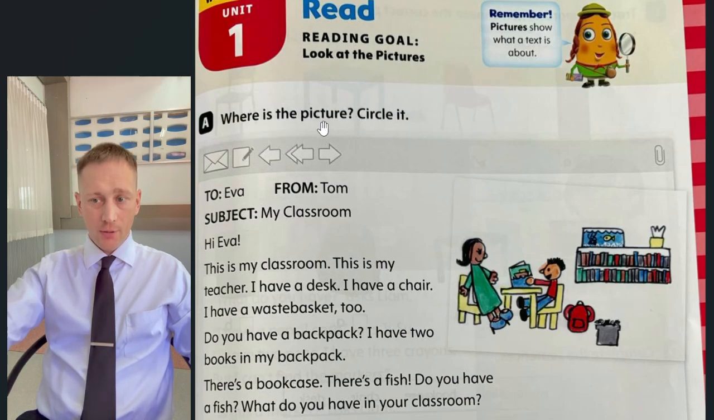Where is the picture? Circle it. Here is the picture. And the text is about that picture. To Eva, from Tom.